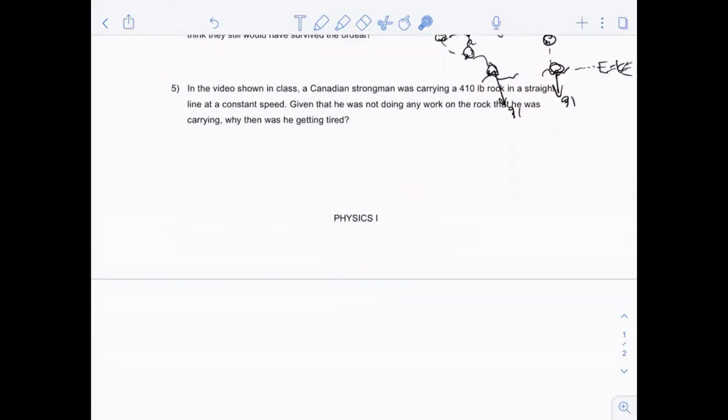Lastly, we got the Canadian strongman. He's carrying a rock at a constant speed. He wasn't doing any work on the rock, obviously, because the motion and the force were 90 degrees to each other. So the question is, why was he getting tired? The reason why he was getting tired is because while the motion is in the forward direction for his mass, so he was getting displaced in this direction, the force of friction that he was generating, he was pushing up against the ground in the opposite direction. So the frictional force was in the opposite direction of the motion, so negative work was being done on it.